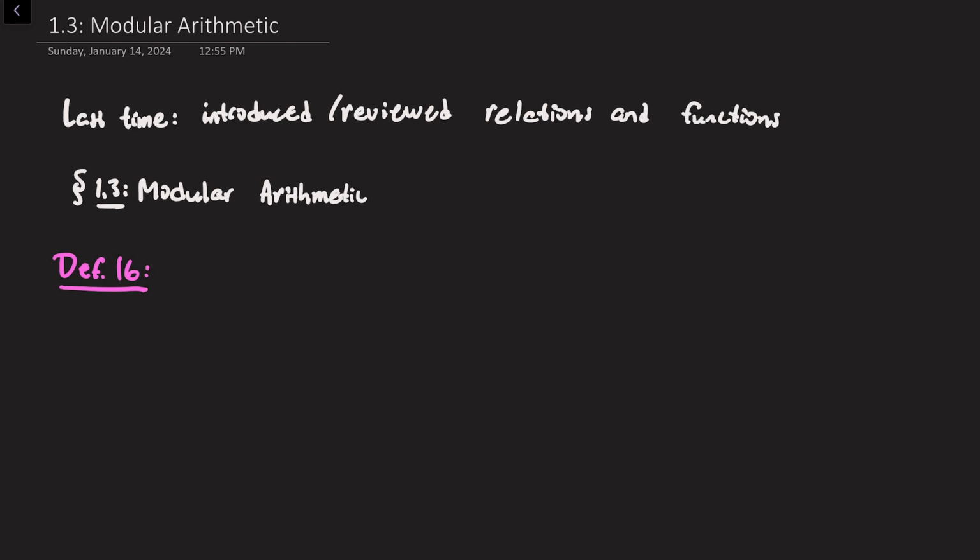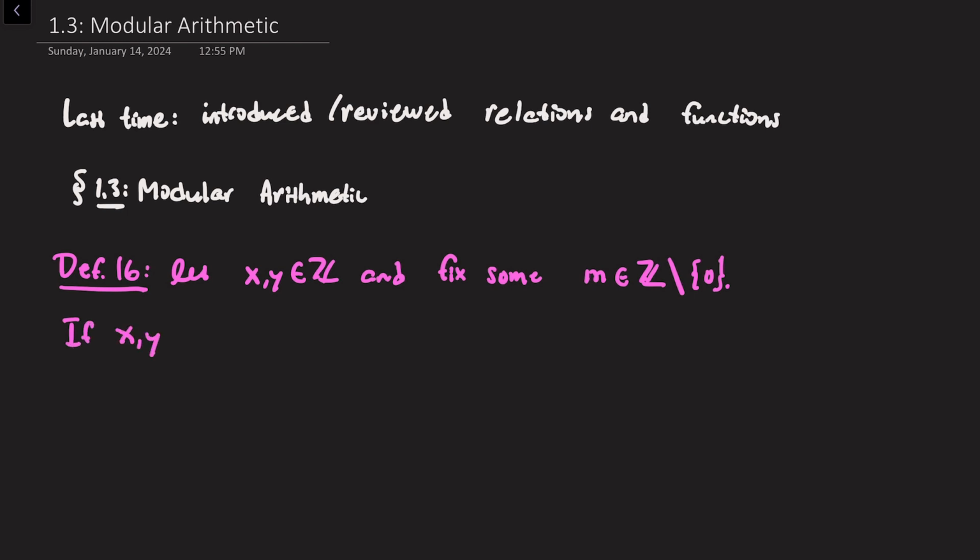This will be definition 16, and it's the definition of the congruence relation. So let x and y be integers and fix some integer that is non-zero, call it m. So if x and y differ by a multiple of m, what do we say? We say that x is congruent to y modulo m.